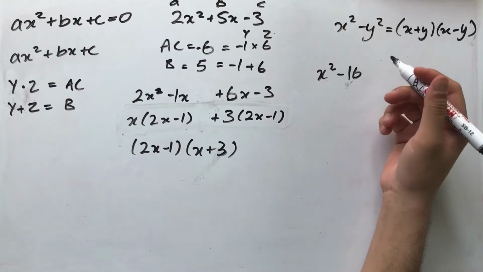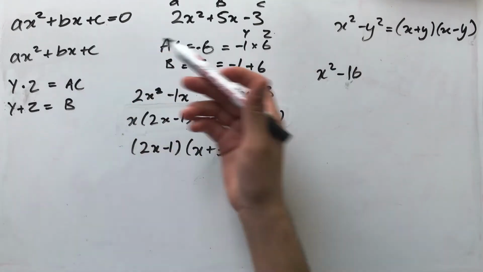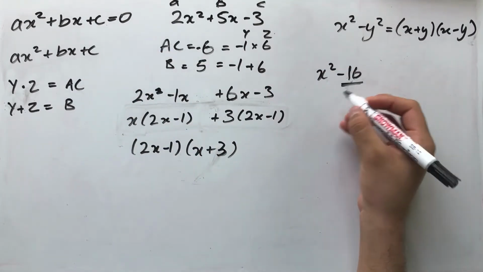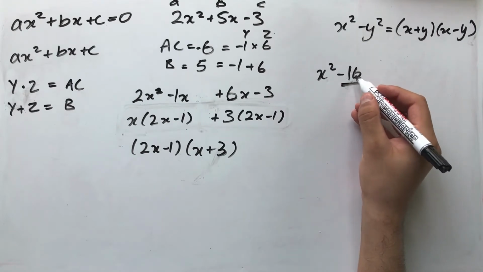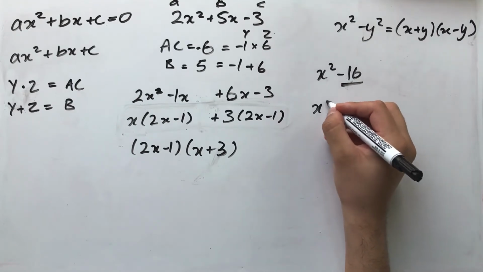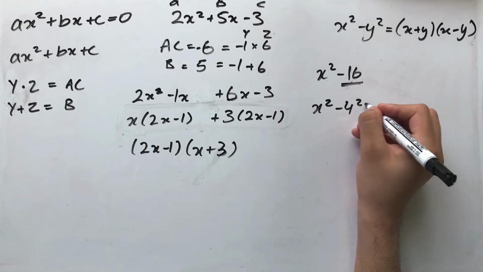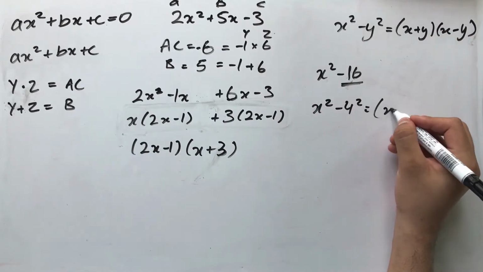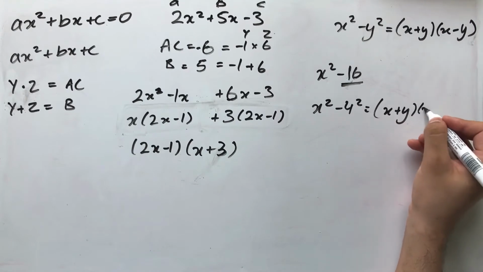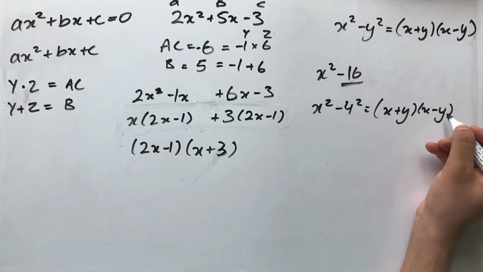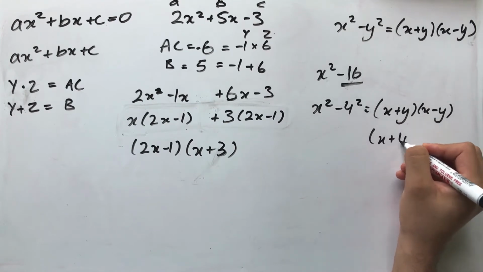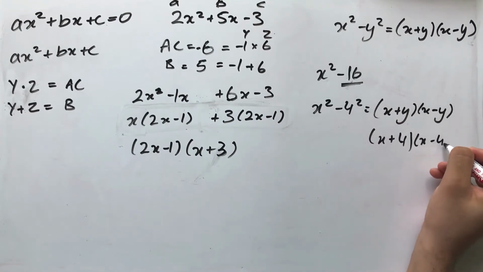At first glance, this looks like a normal expression. However, if you look at it, negative 16 is a square number. This is negative 4 squared. So in a sense, this is x squared minus 4 squared. We can apply this rule, and immediately we know that it's x plus y and x minus y, which is x plus 4 and x minus 4.